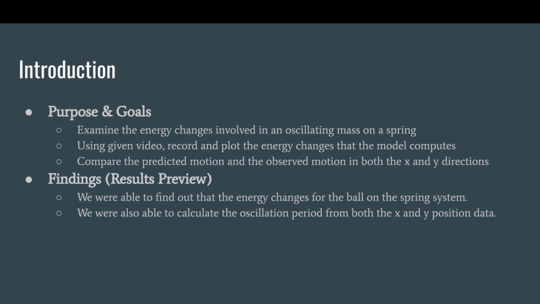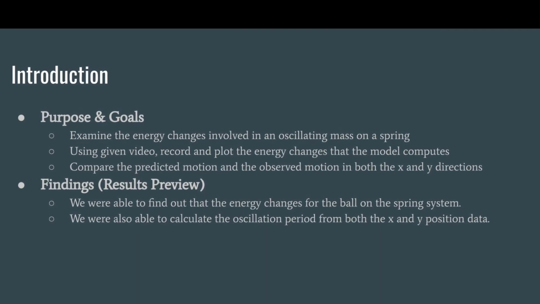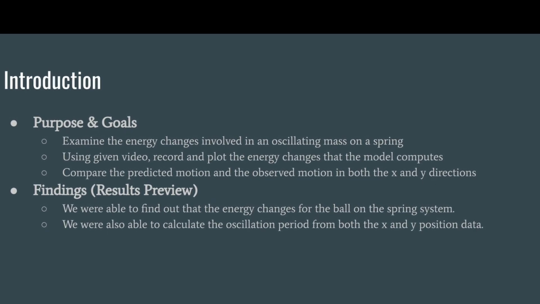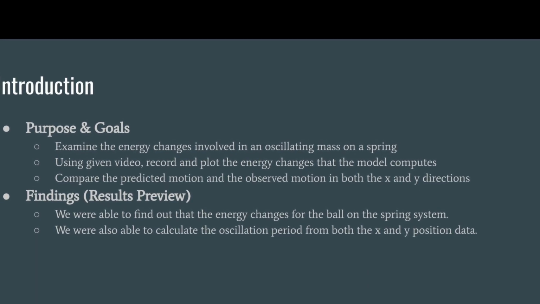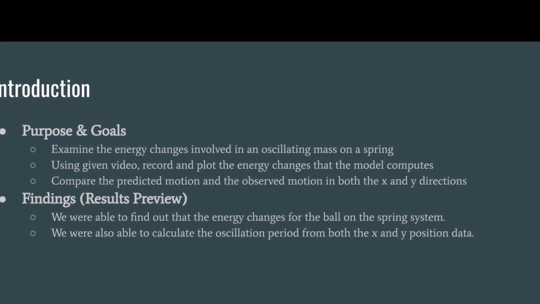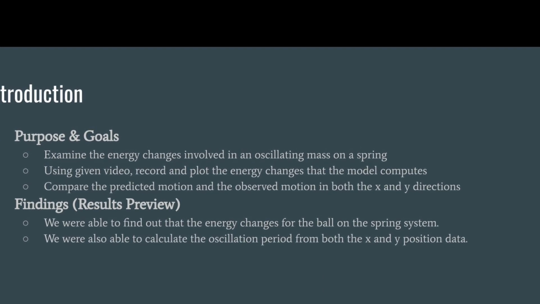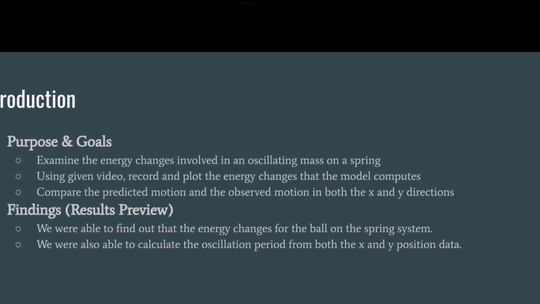The goals and findings for this lab were to examine the energy changes involved in an oscillating mass on a spring, and then use a given video. We would record and plot the energy changes that the model computes and compare the predicted motion and the observed motion in both x and y directions for our findings. We were able to find the energy changes for the ball on the spring system, and we were also able to calculate the oscillation period for both the x and y position data.